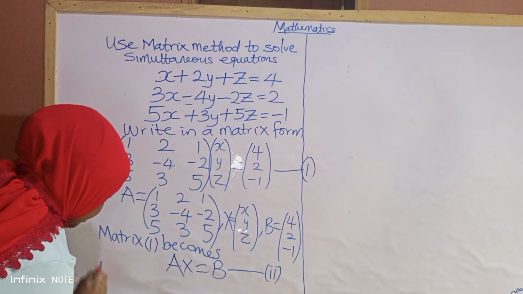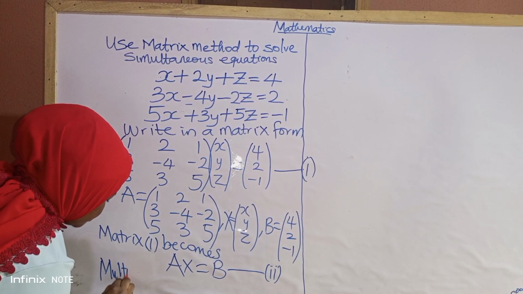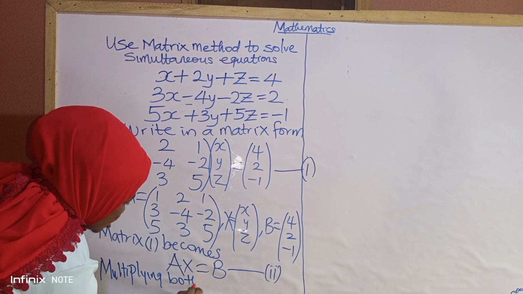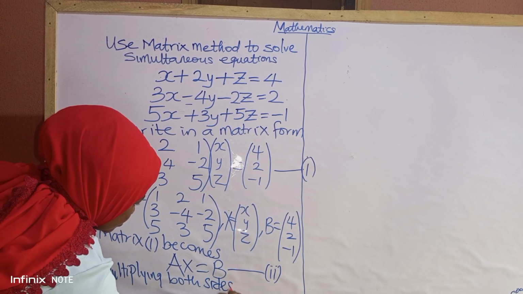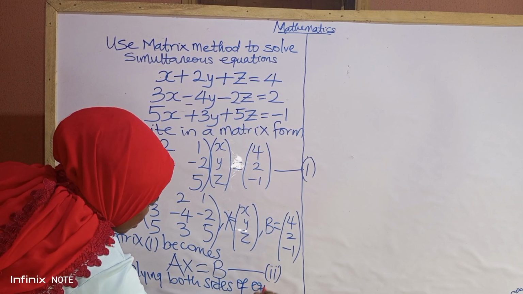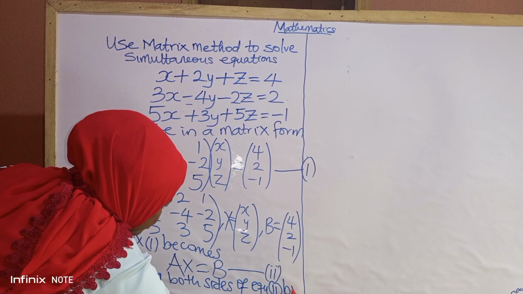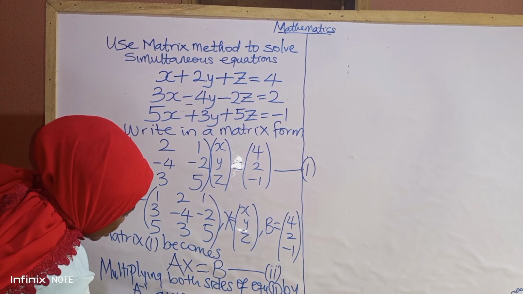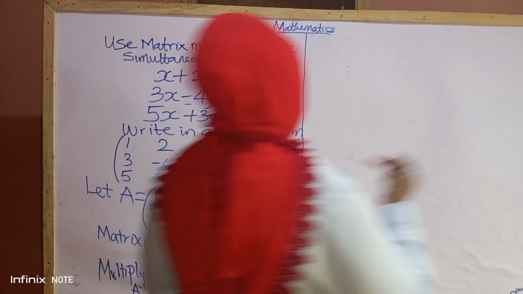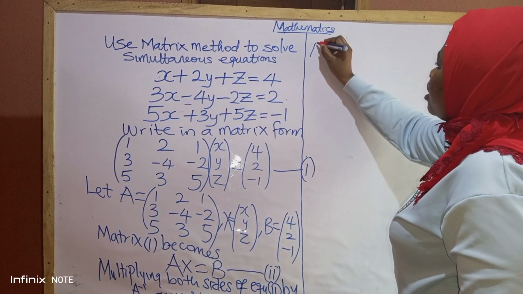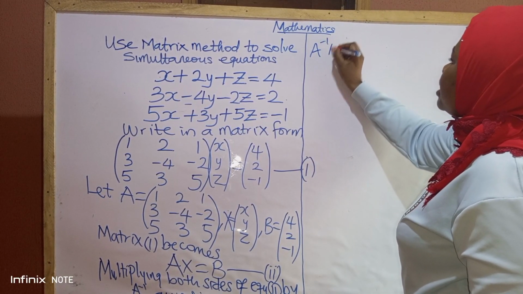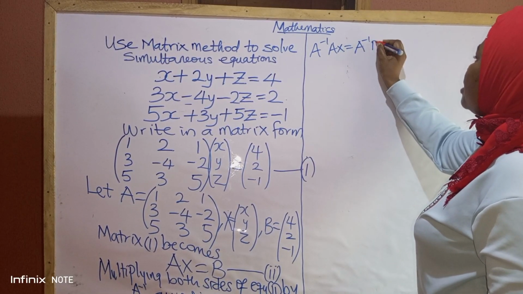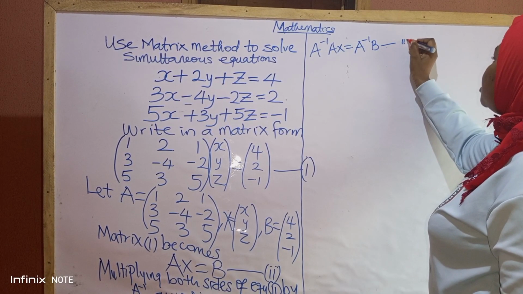Multiplying both sides of equation 2 by A inverse gives, if I multiply both sides by the inverse of A, I have A inverse multiplied by A, X is equal to A inverse multiplied by B. Let me call this one equation 3.